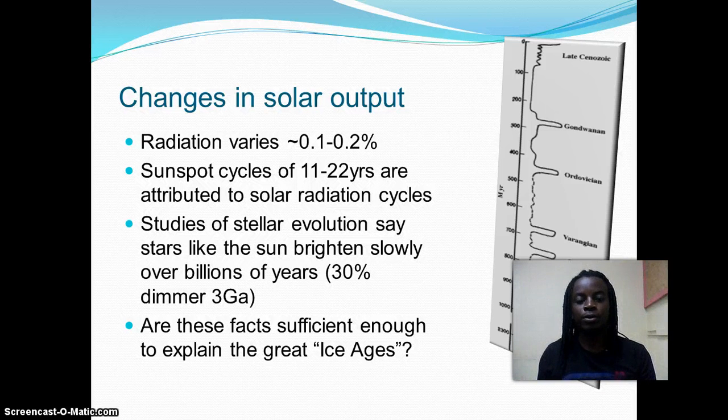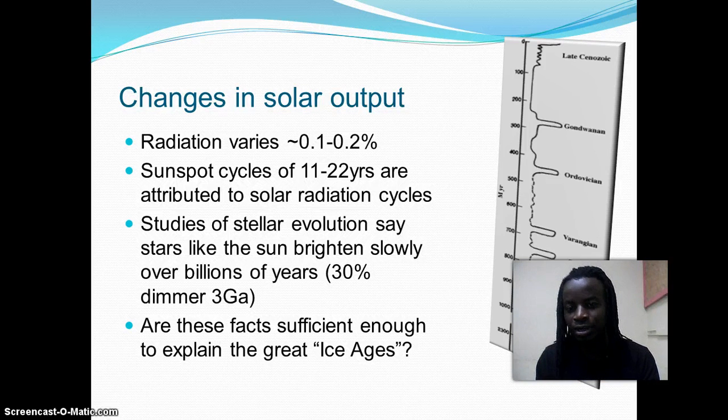Changes in the solar output. Radiation varies from 0.1 to 0.2%. This tells us that the radiation variation has increased by 0.1 over the past billion years, and the sunspot cycles of 11 to 22 years are attributed to solar radiation cycles. Is this true? Let's continue. Studies of stellar evolution say that stars like the sun brighten slowly over billions of years, about 30%. Are these facts sufficient to explain the great ice ages?